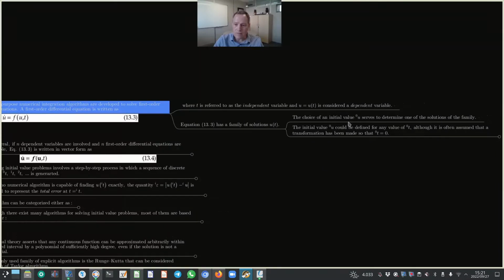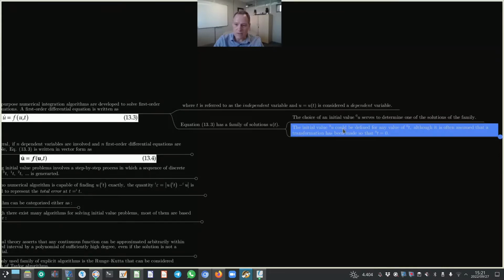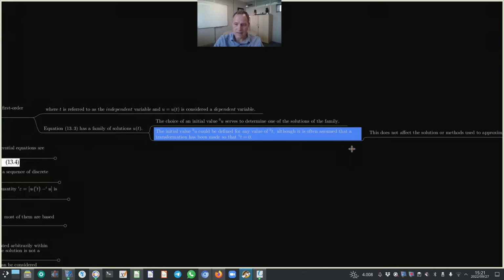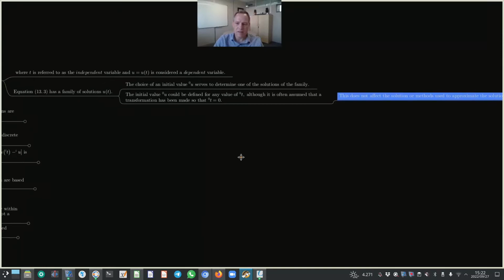The choice of the initial value, u superscript 0, serves to determine one of the solutions of the family. The initial value u superscript 0 could be defined for any value of t superscript 0, or time 0, although it is often assumed that a transformation has been made so that time 0 is indeed 0. This does not affect the solution or methods used to approximate the solution. So what Prof. Nikravesh is saying here is you can run your simulation for any initial time, t superscript 0, and any end time. It does not affect the solution method presented here.